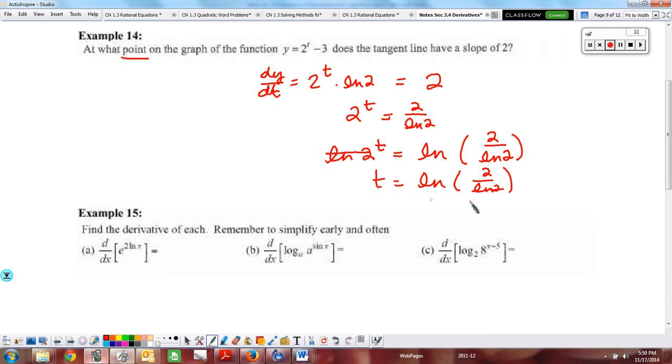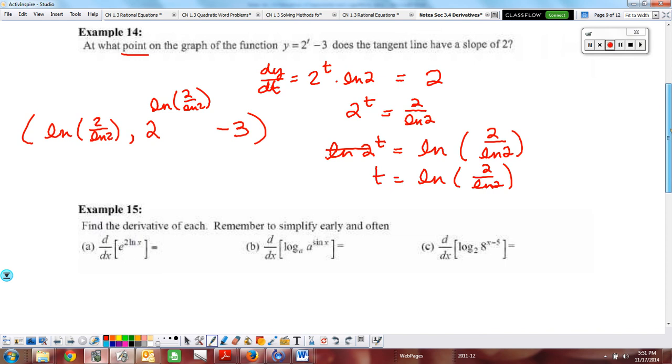That's only the t, so I need to come back in here and go, all right, the x-coordinate would be this. And now I need to find the y-coordinate. And the y-coordinate, remember, you plug in, all right? And so I'm basically going to plug in 2 to the natural log of 2 over natural log of 2 minus 3. And the good thing about the FRQs and things like that, you don't need to simplify, so I can leave it there.